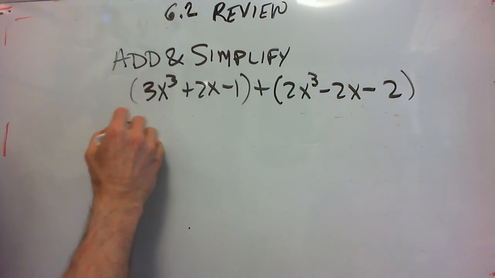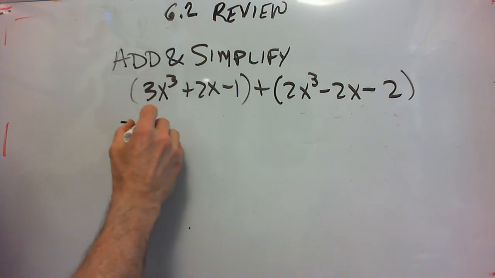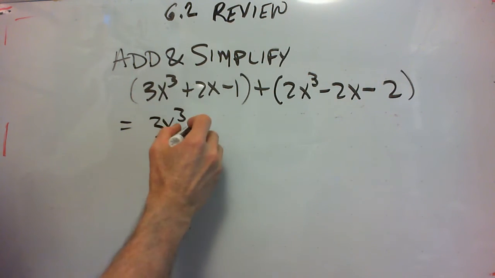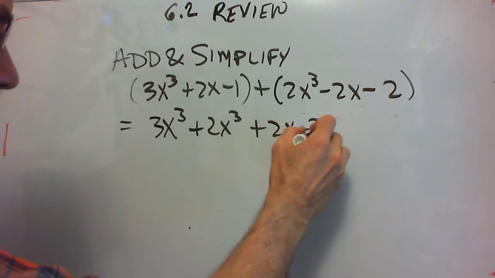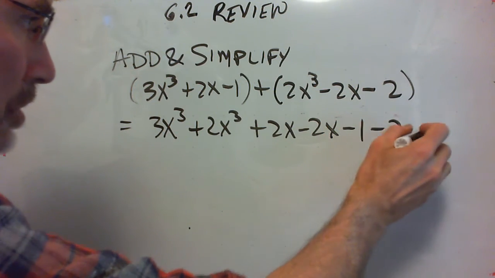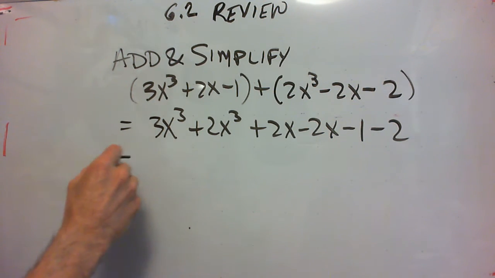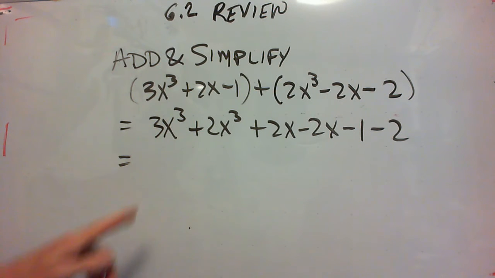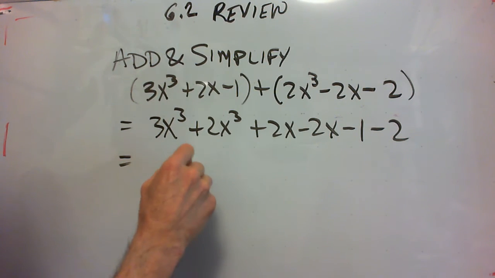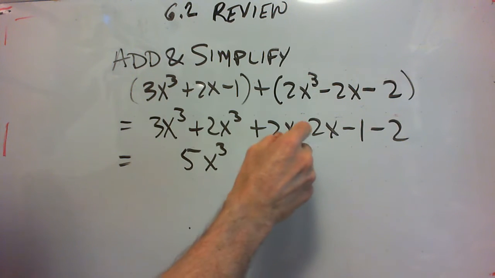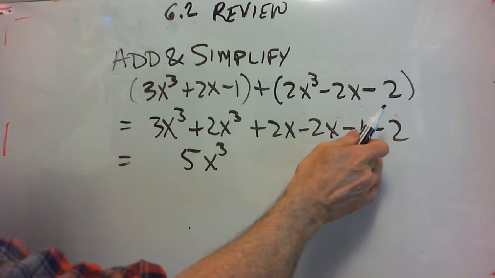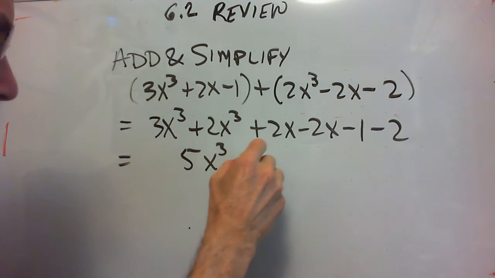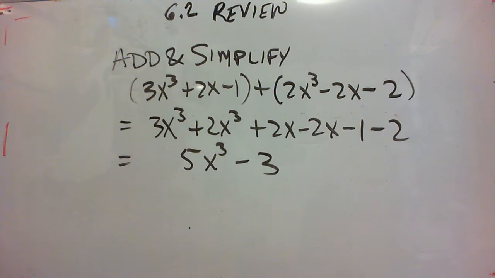And the signs stay the same. And then we can even regroup. 3x cubed plus 2x cubed plus 2x minus 2x minus 1 minus 2. And by adding the like terms together, we get 5x cubed. 2x minus the 2x makes 0 x's, minus 1, and then minus 2 makes minus 3. So our answer is 5x cubed minus 3.